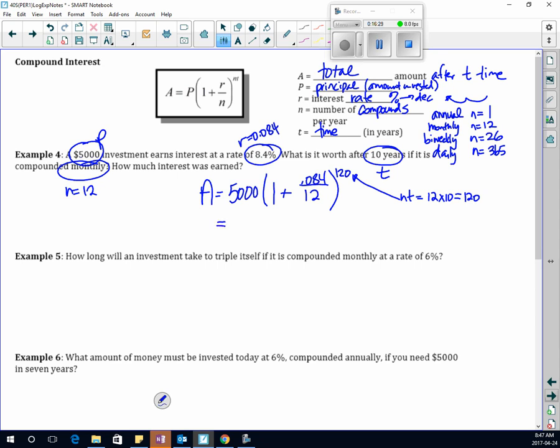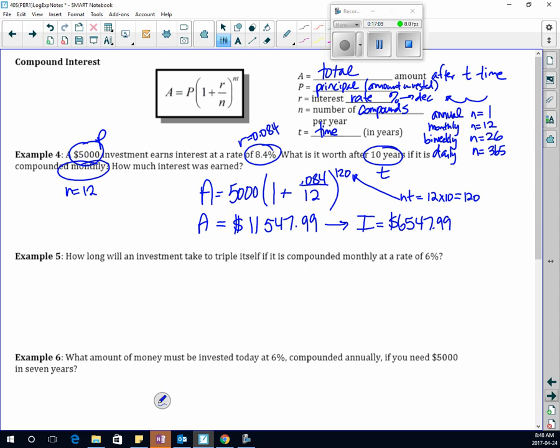And remember, this is money, and although you don't get pennies back in the electronic world, you still have to round to the nearest penny. So this would be $11,547.99. So then what would my interest be? $6,547.99. Does that make sense to you? Anything earned past your $5,000 initial investment would be interest. Yeah?